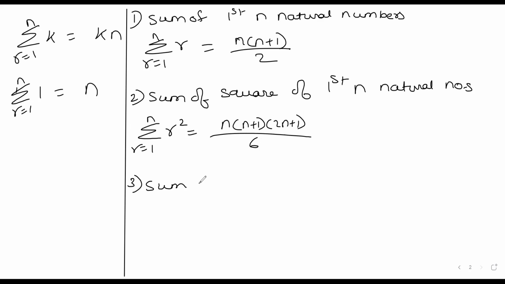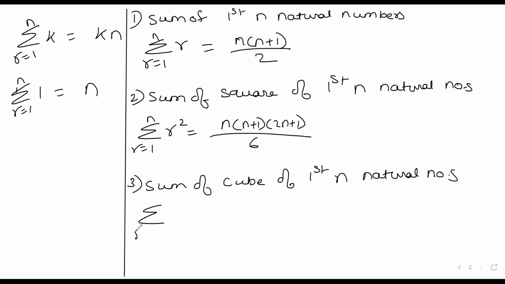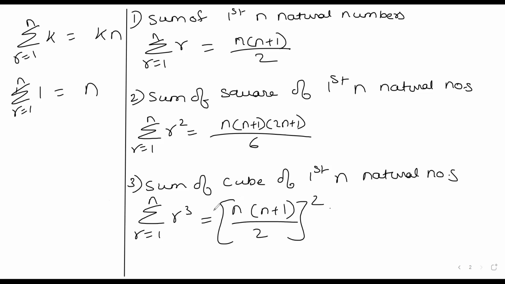Third is sum of cubes of first n natural numbers. It is summation r runs from 1 to n, r cube, it is n into n plus 1 by 2 whole bracket square. We are going to use these results when we solve the sums of exercise 4.1. So let us solve exercise 4.1.